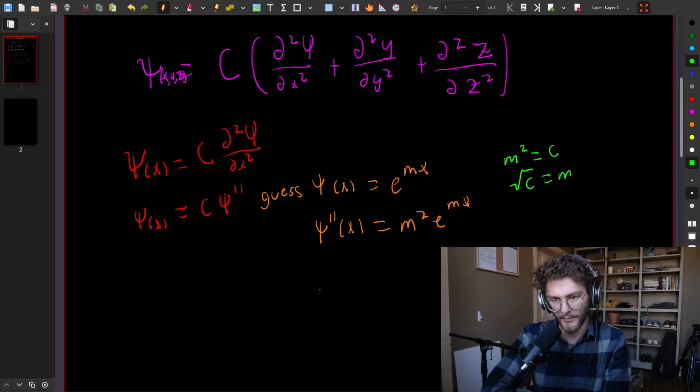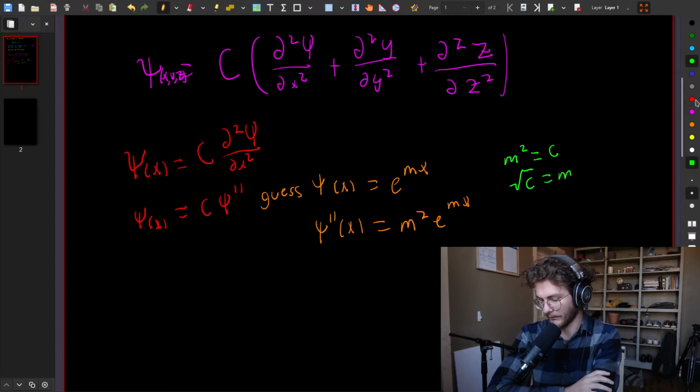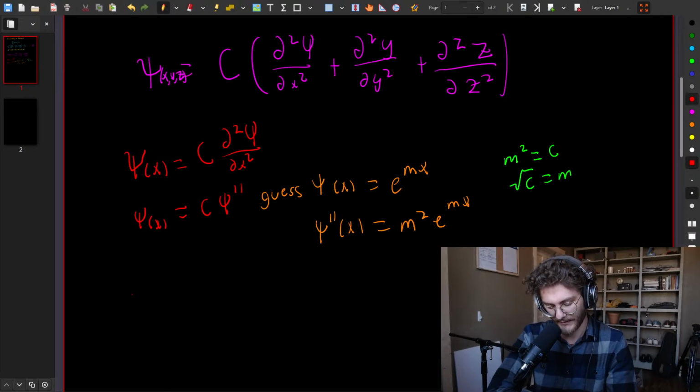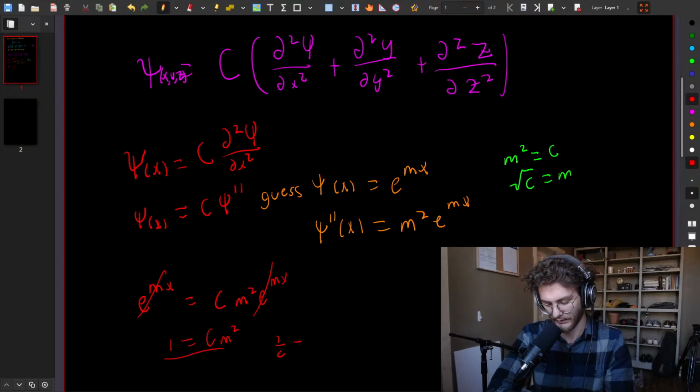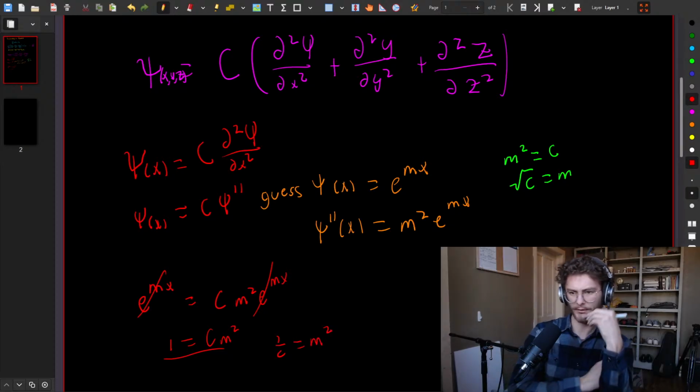Therefore, we can go back in here and substitute back out. We're going to go back to red here. So we can say that we're going to substitute in. So e to the mx equals c times m squared e to the mx, and we can get rid of this, divide that out. 1 equals c m squared, divide that out, 1 over c equals m squared.